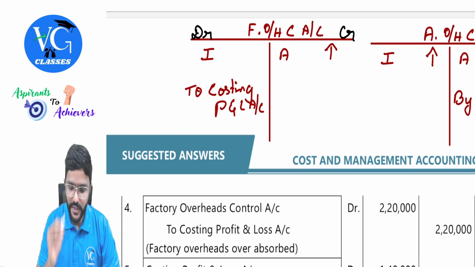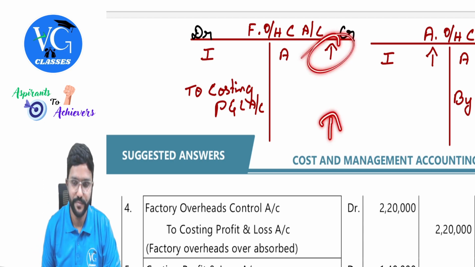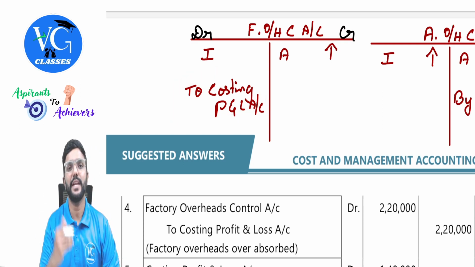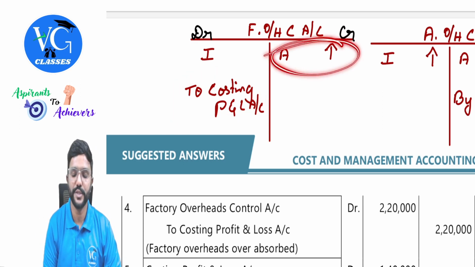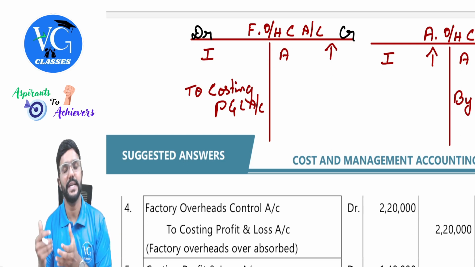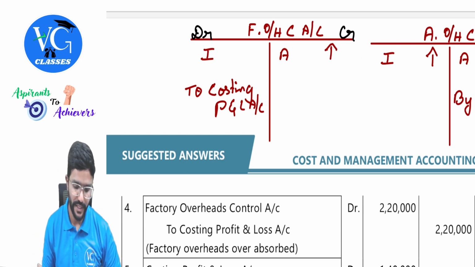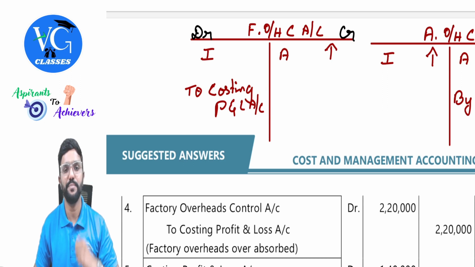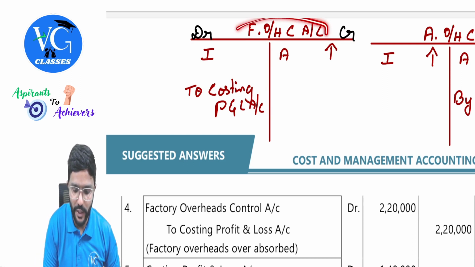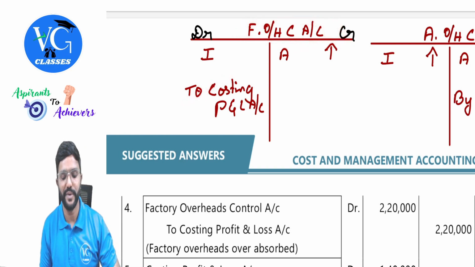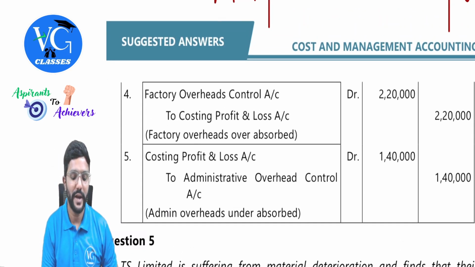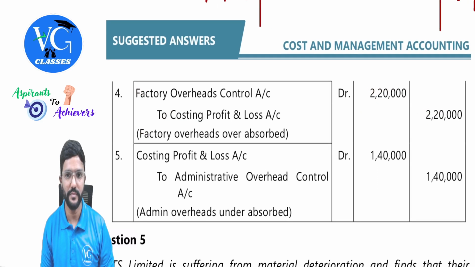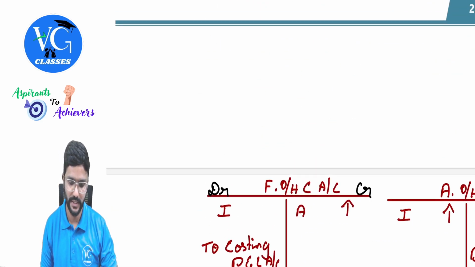So absorbed is more. That means credit side is more. So to balance it, we will transfer it to costing P&L account because it is over absorption. Credit side is more means over absorption. So where do we transfer the over absorbed amount of overheads? To costing P&L account. What is the entry, guys? Factory overhead control account to costing P&L account, 2,20,000. Got it?